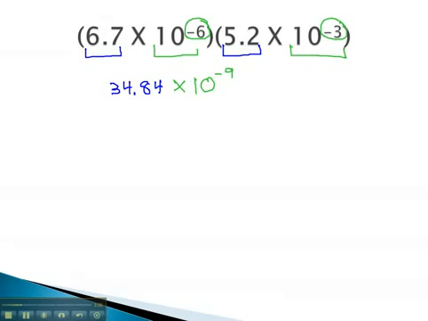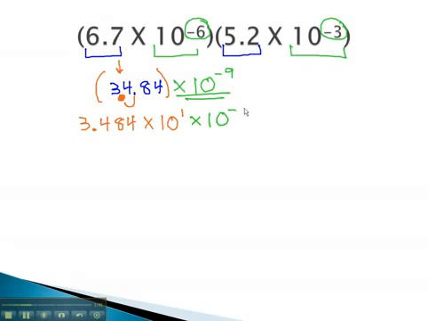However, the 34.84 is not in scientific notation. The decimal point should go after the 3. So we focus on this number and look at how we can convert it to scientific notation. 3.484 times 10. We need a positive exponent because 34 was a big number, and we move the decimal one place. We still have the times 10 to the -9 as we have not touched that yet.